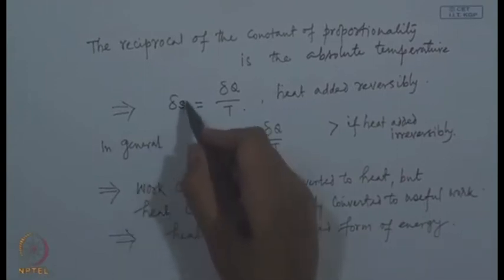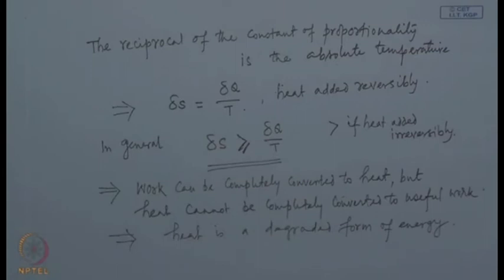So, you see that the second law gives us various possibilities. If a process is adiabatic and reversible, then there will be no change in entropy. That is, adiabatic reversible changes are isentropic changes. In any other reversible change, the change in entropy will be proportional to the heat added.